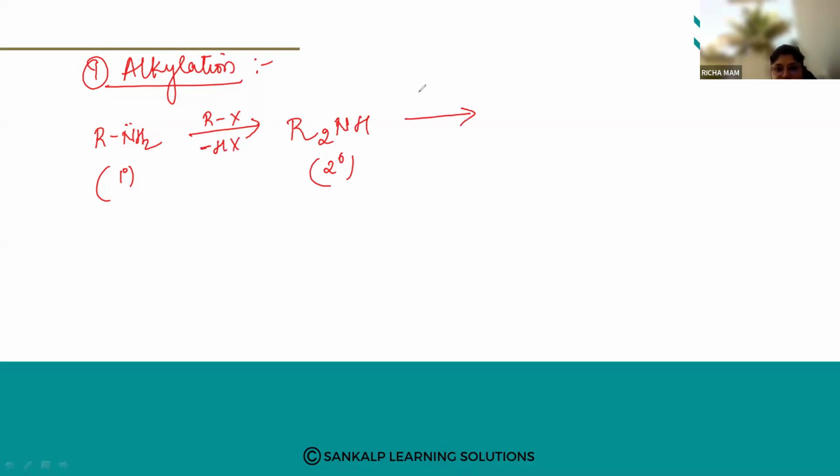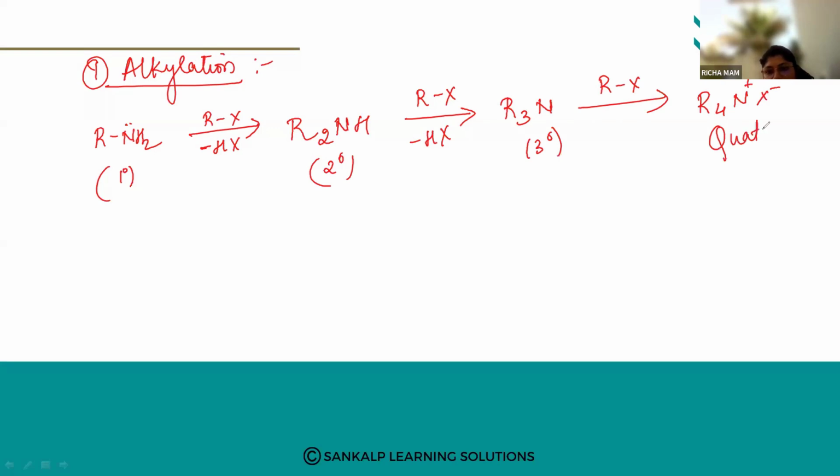Now suppose I react it with one more mole of alkyl halide. There will be removal of HX, and we are going to get R3N, a tertiary amine. Again, if I react it with alkyl halide, I am going to get a quaternary ammonium salt. So this is the reaction.